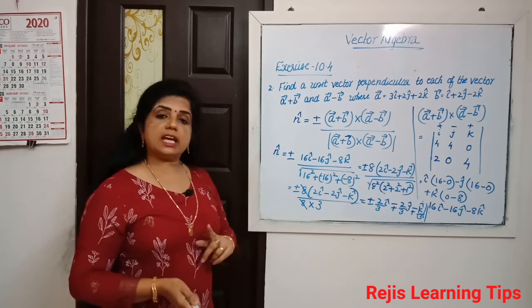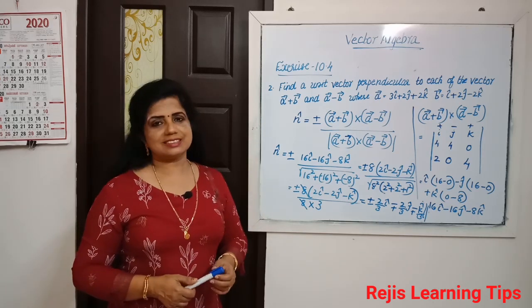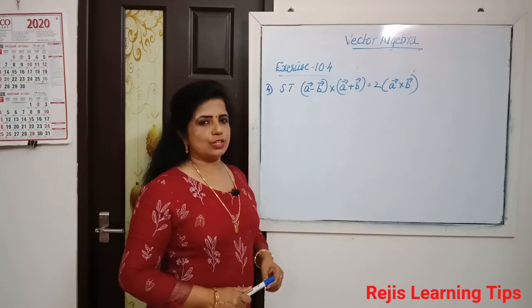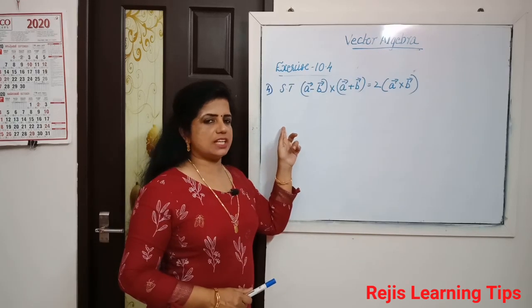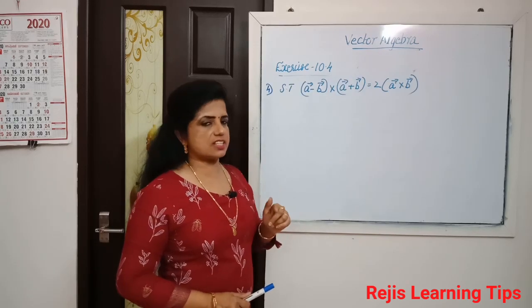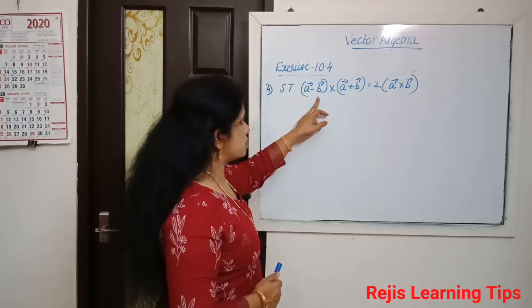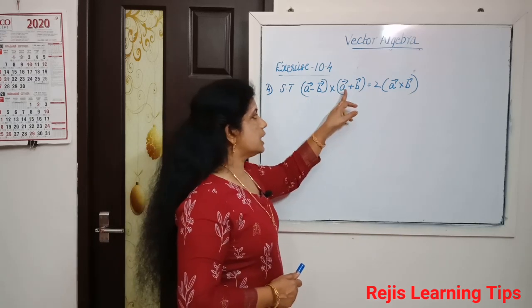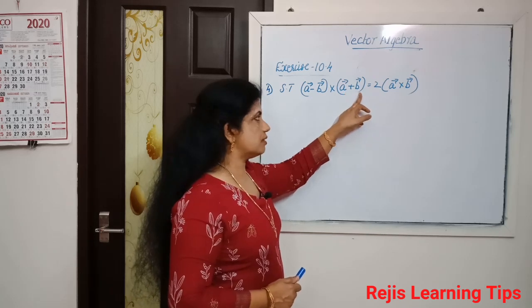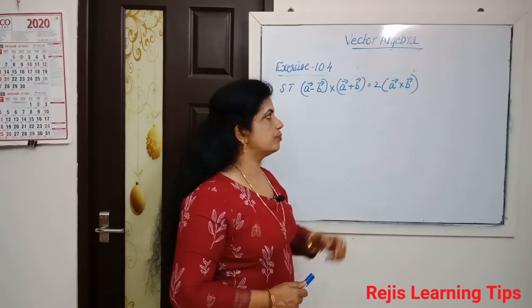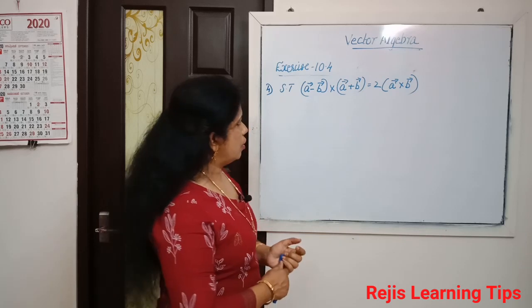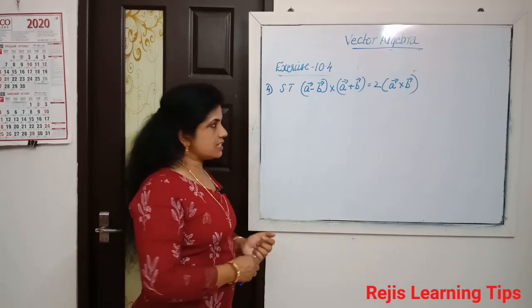Then we can see next question. Now this is the fourth question. Third question we will take in the next class. Okay. Show that vector A minus B vector cross A vector plus B vector, that is equal to 2 times of A cross B. Okay, we can see now.